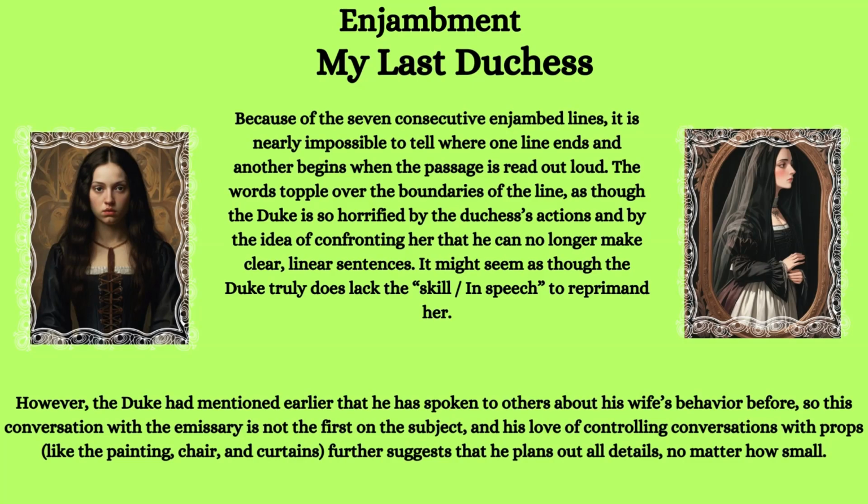However, the Duke had mentioned earlier that he has spoken to others about his wife's behaviour before, so this conversation with the emissary is not the first on the subject, and his love of controlling conversations with props, like the painting, chair, and curtains, further suggests that he plans out all details no matter how small.